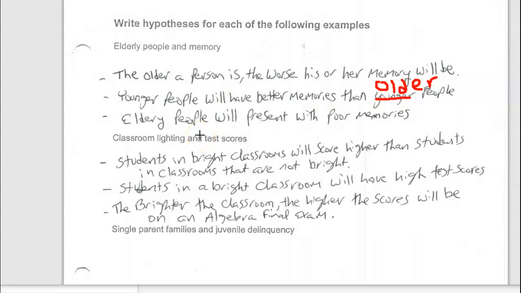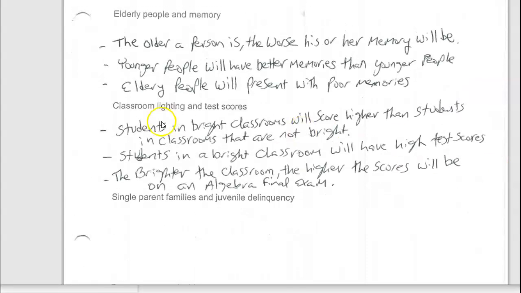What about the third one? Elderly people will present with poor memories. I'm only describing a group of people. Now, scrolling down a little bit here.